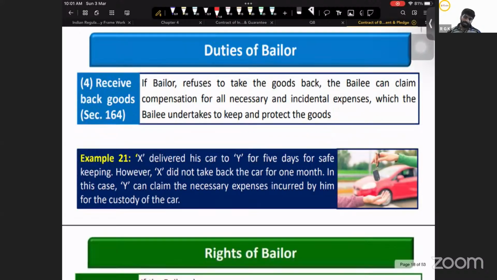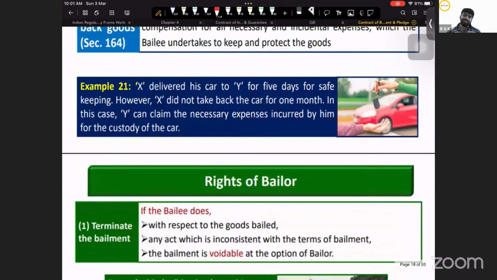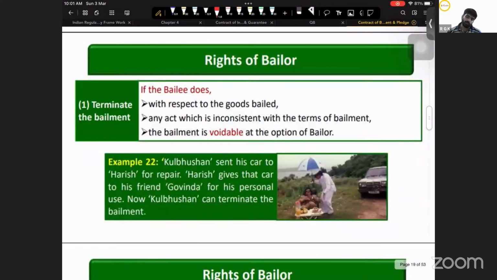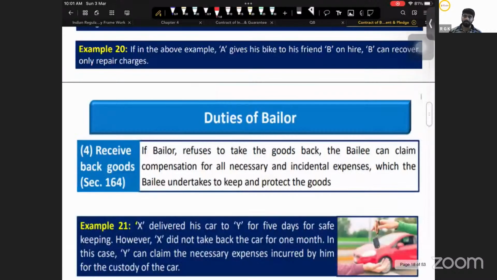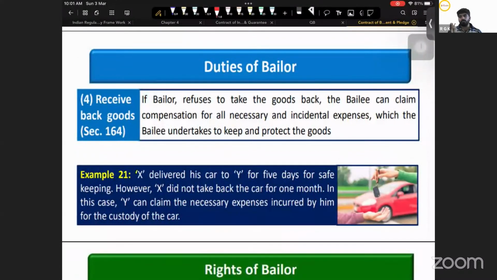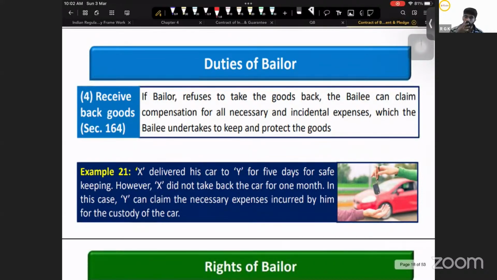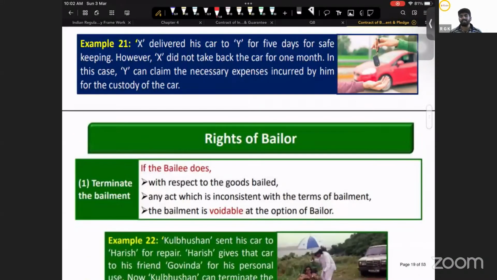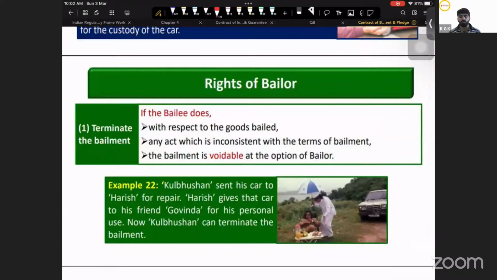Okay. The next thing we need to discuss is rights of bailer and then duties of bailee and rights of bailee, which I'll take up after a brief break of 10 minutes. I'll be coming back here only. So the session will not be changed. We'll be live here only. The same session will continue, but we'll have a small break of 10 minutes so that we can get refreshed and come back. And then we can continue our discussion from the next part. Yes. I'll be joining back in 10 minutes.